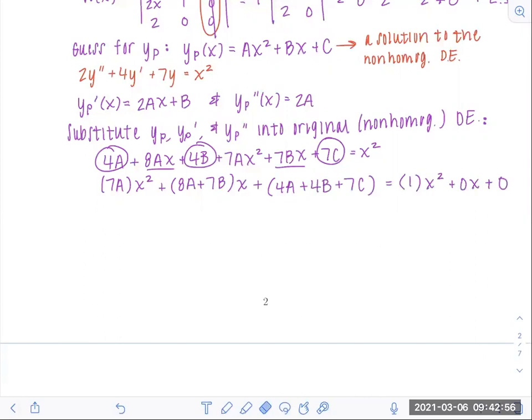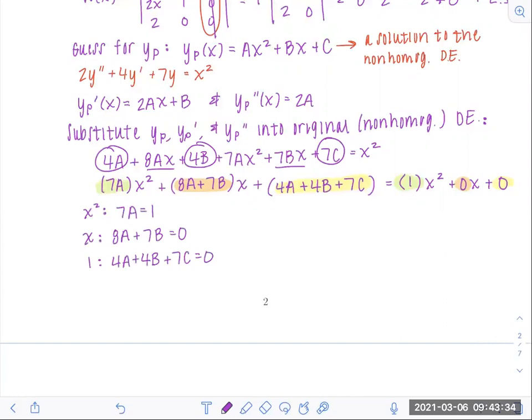And now what I'm going to do is equate pairwise the coefficients. So let me just color code these. This reduces down to a system of three equations and three unknowns. So for the x squared terms, I get 7a equals 1. For the x terms, I get 8a plus 7b equals 0. And for the constant terms, I have 4a plus 4b plus 7c equals 0.